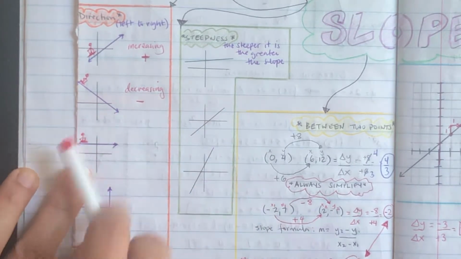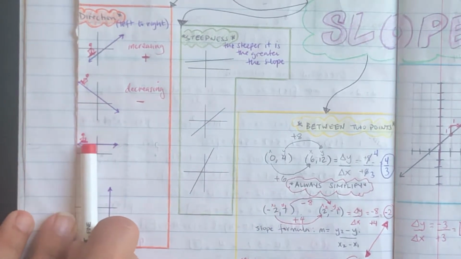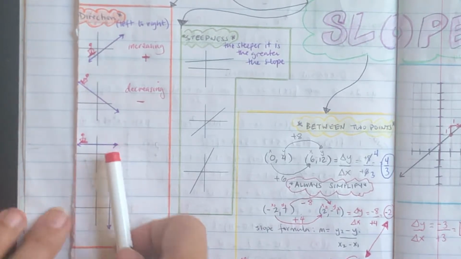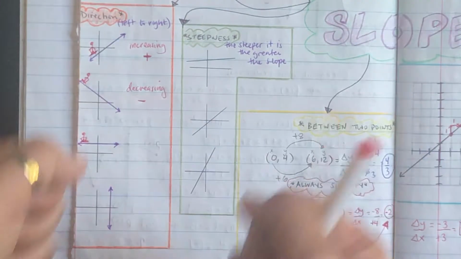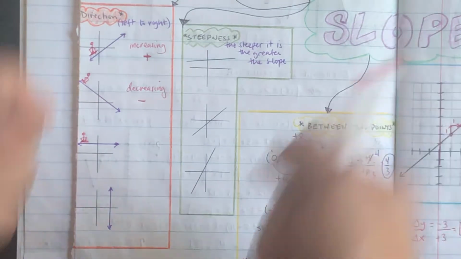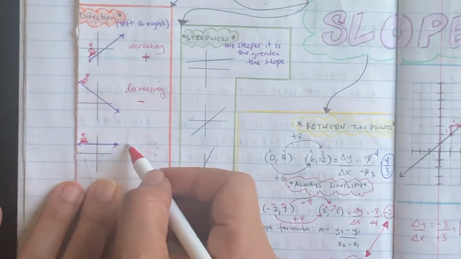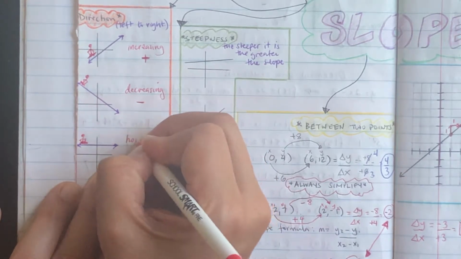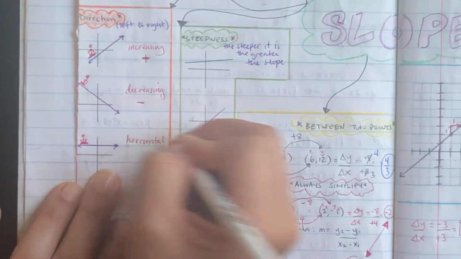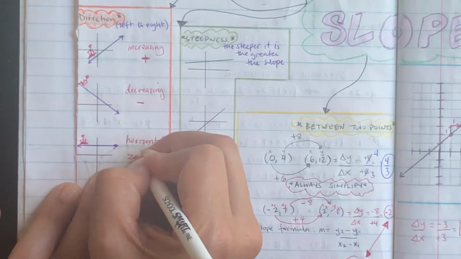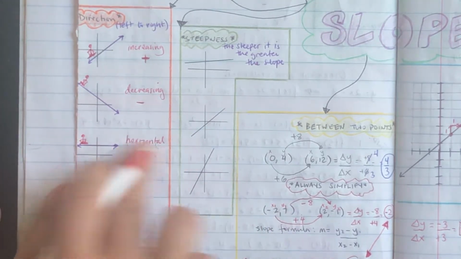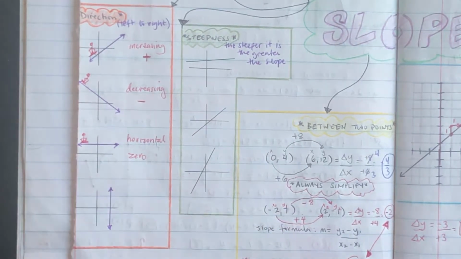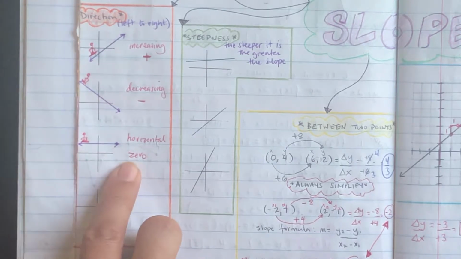Okay, it's going left to right. What's happening here? He's flat, right? It's going to be very difficult for him to ski, to move, right? So this one is a horizontal line, and a horizontal line is going to be a zero slope. There is no slope, right? A zero slope. So it's not increasing, it's not decreasing, it's zero.